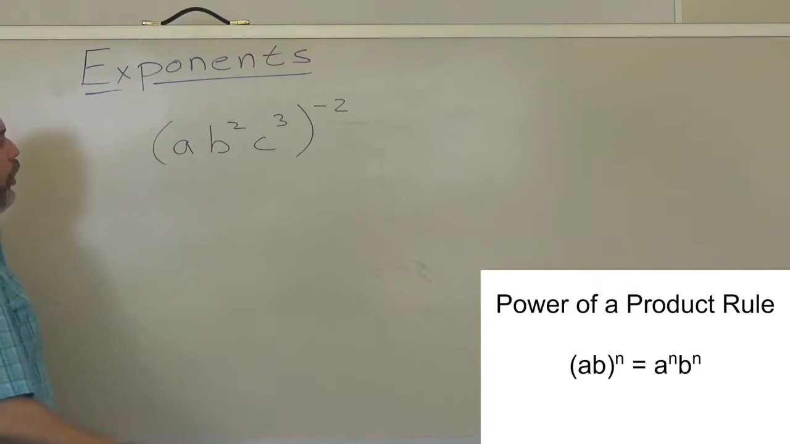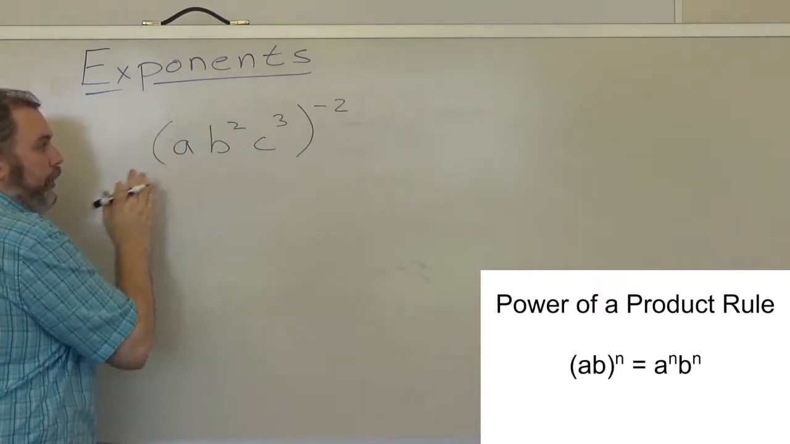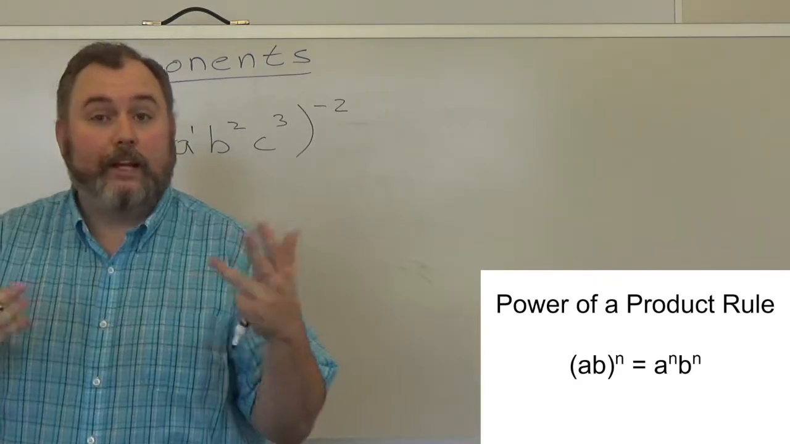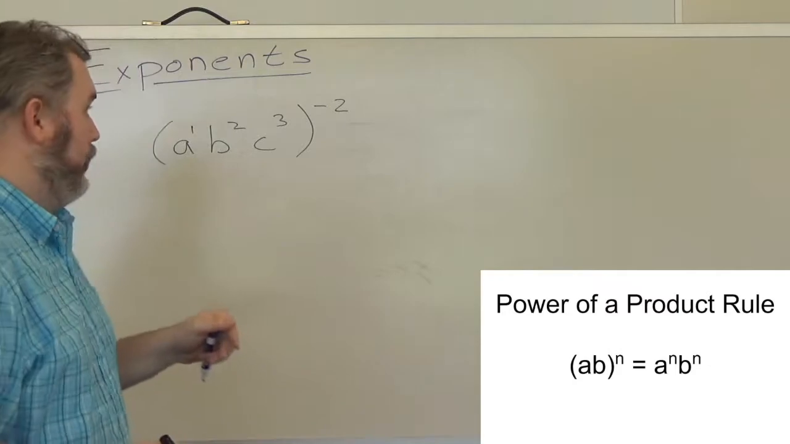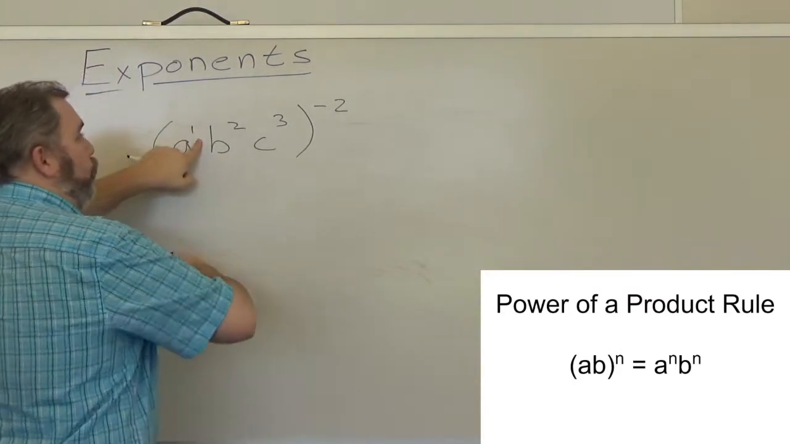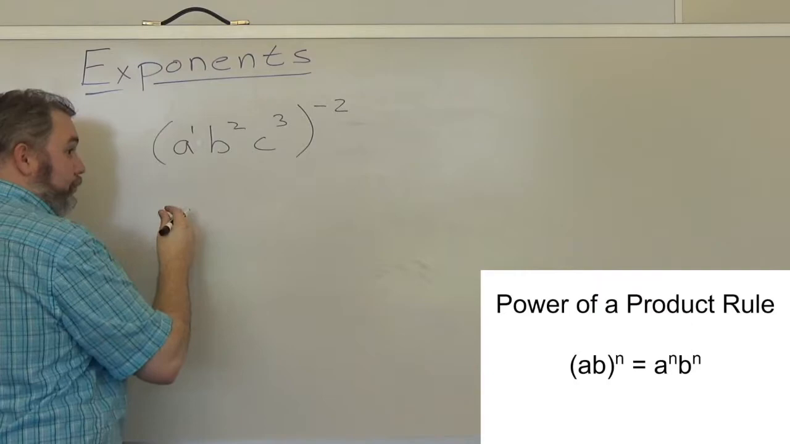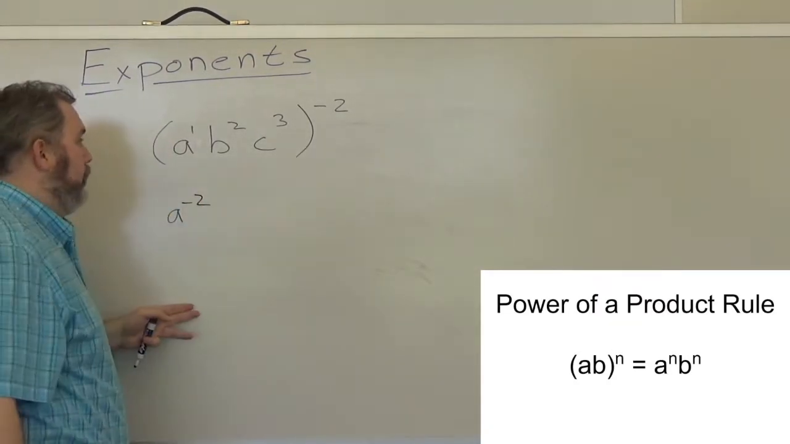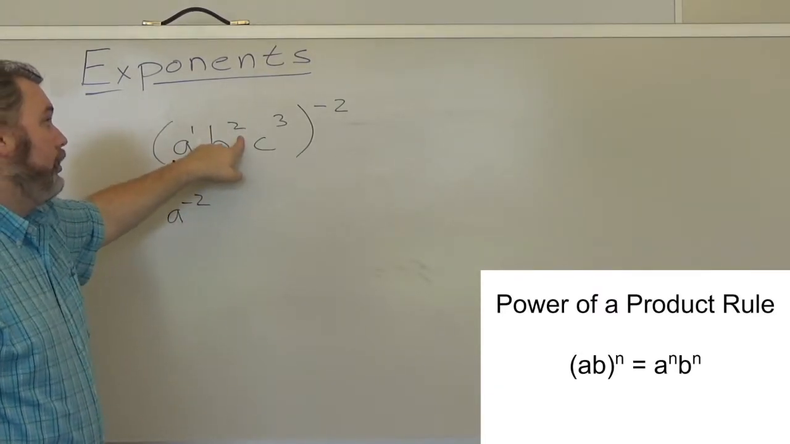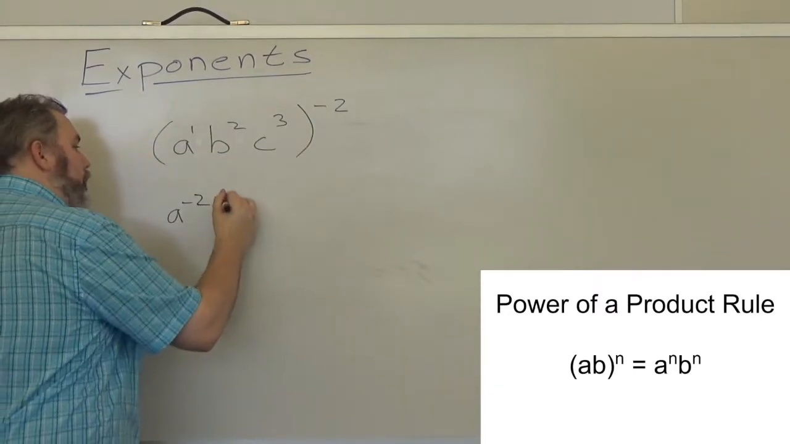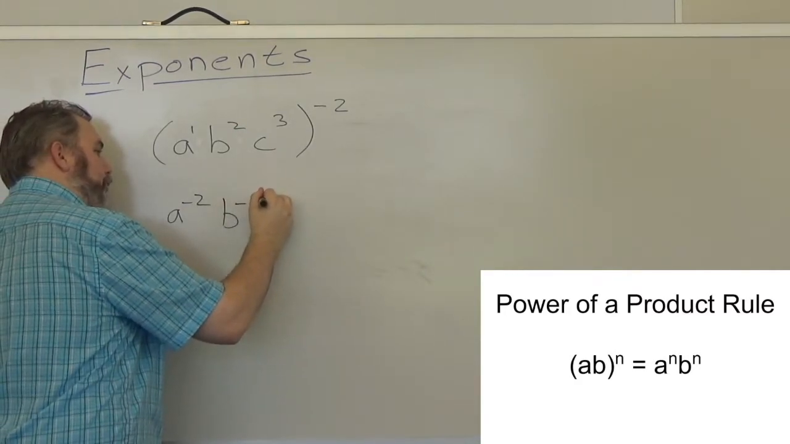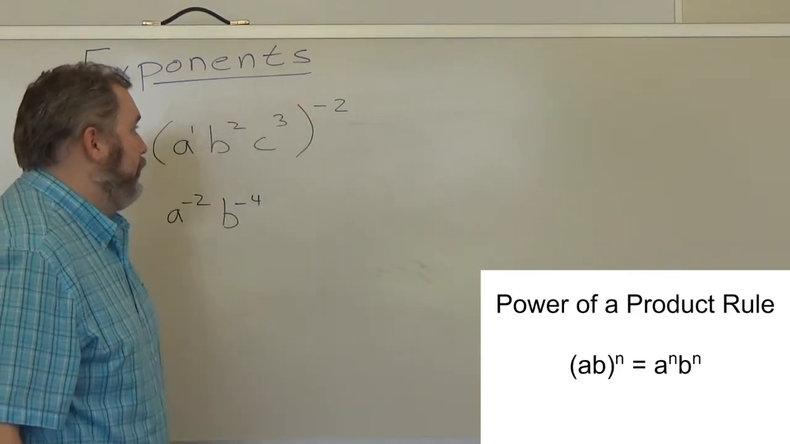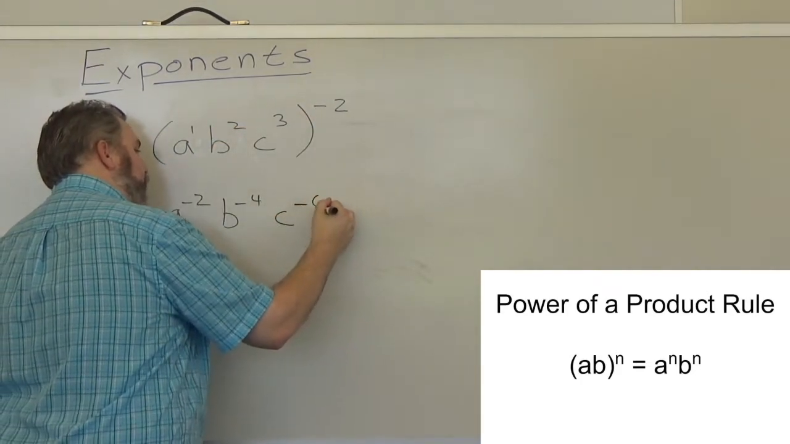Same principle. What is the exponent really for a? Well, technically it's a 1. We should know that any number raised to the 1 power is that number. Okay? So a to the 1st raised to the -2 is really saying 1 times -2. So we get a to the -2. b squared raised to the -2 power is b to the -4 power. c to the 3rd raised to the -2 is c to the -6.